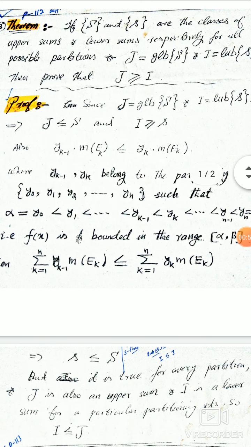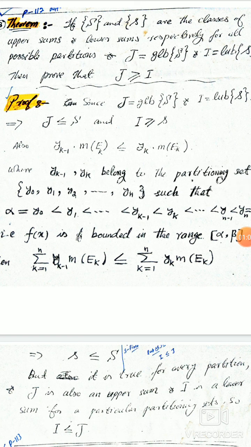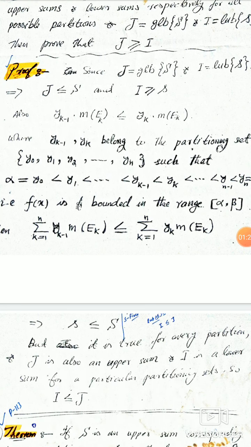Proof: Since J is equal to GLB of the upper sums, or J is equal to GLB of the capital S, and I is equal to LUB of the lower sums, or I is equal to LUB of the small s. So from the definition of J, as J is the GLB of the upper sums, J must be less than or equal to capital S. And also from the definition of the LUB, I must be greater than or equal to small s.